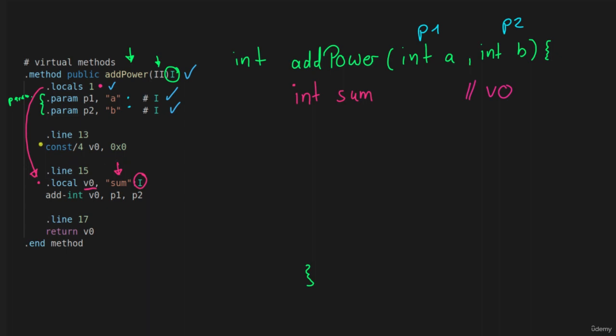Now we've got this one over here. Let's focus only on this one right here. This is a new instruction, a new opcode. So let's first have a look into this. We've got a const/4, then we've got v0, 0x0. Okay, now let's look this up.